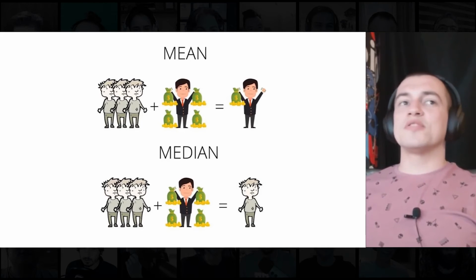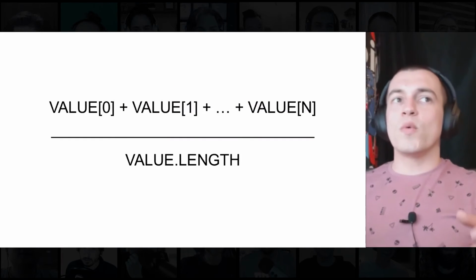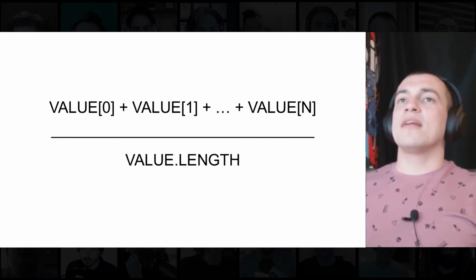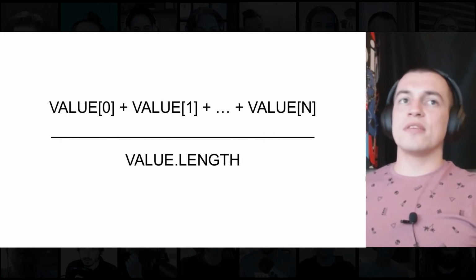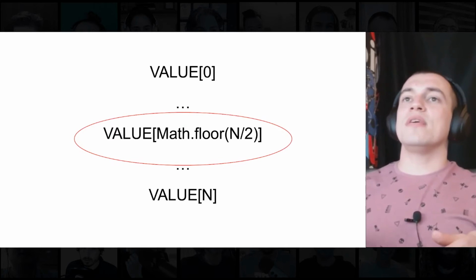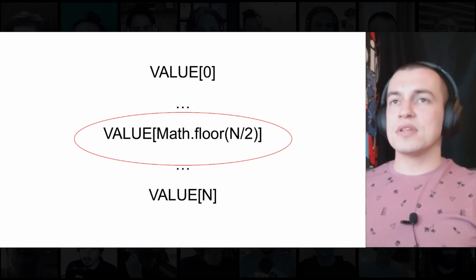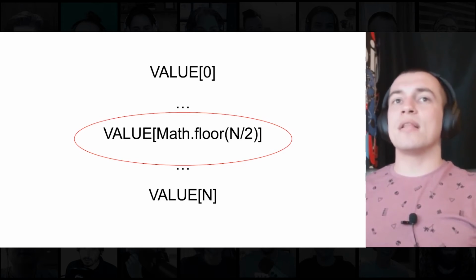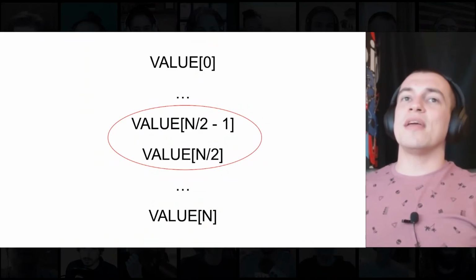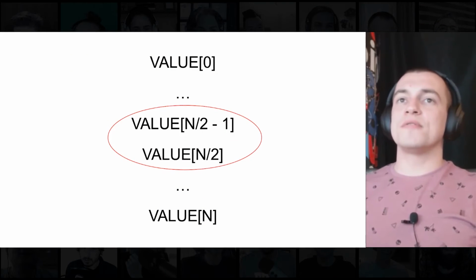And speaking the language of math, for the mean, we take the sum of all the values and divide it by the number of those values, and for the median, we sort the list of values and take the middle element. Or if the number of elements is even, we take the average of 2 middle elements.